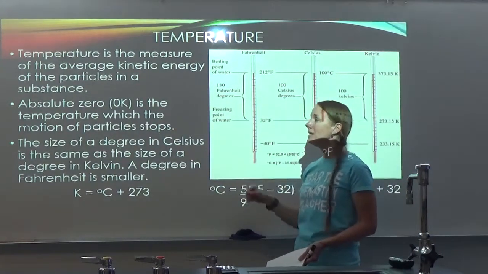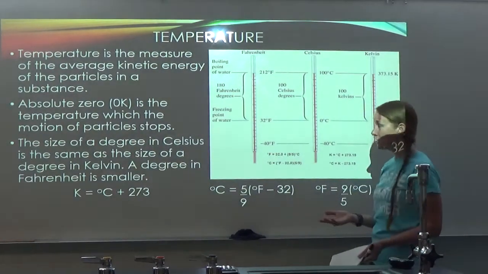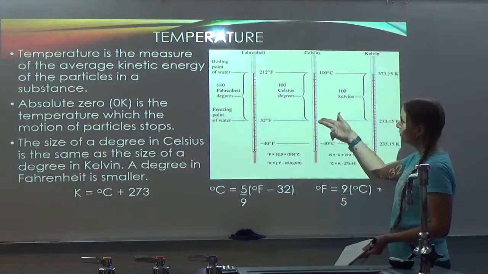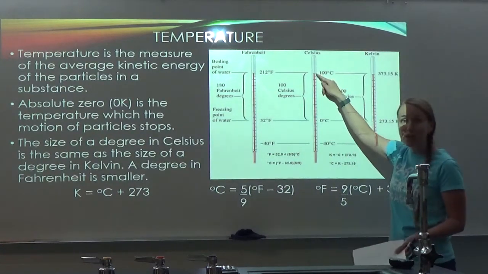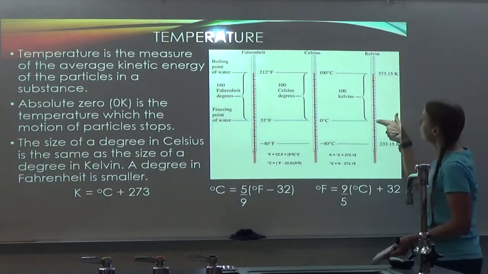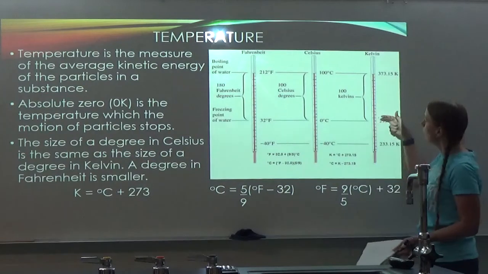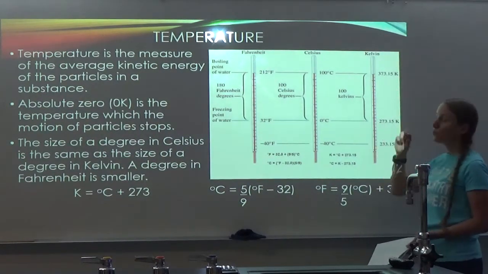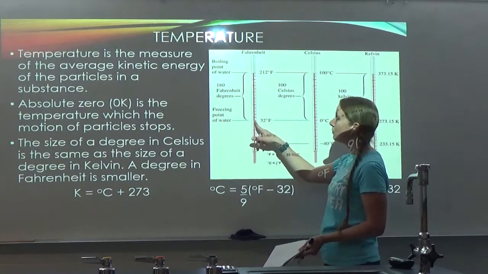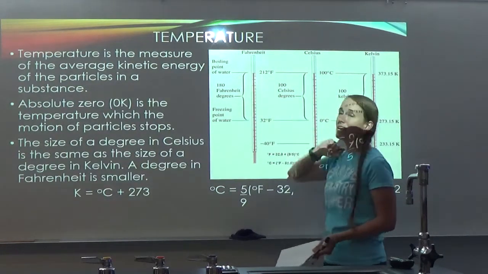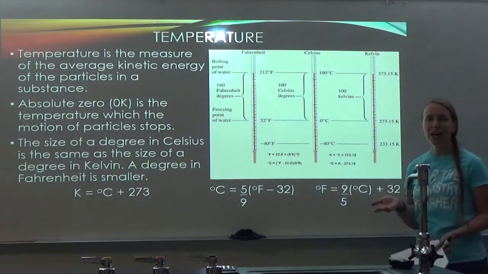The size of a degree in Celsius is the same as the size of a degree in Kelvin. However, a degree in Fahrenheit is smaller. So what I mean by that is on the Celsius scale, there are 100 degrees in between when water freezes and boils, because it's 0 and 100. So 100 minus 0 is 100. So there's 100 degrees here. For Kelvin, it's the same difference. Water freezes at 273 and boils at 373. So there's still a 100 degree difference. So a degree in Celsius and a degree in Kelvin are the same size. However, for water on Fahrenheit, it freezes at 32, but yet it boils at 212. So that's actually 180 degrees. So that's why we say a degree in Fahrenheit is smaller.